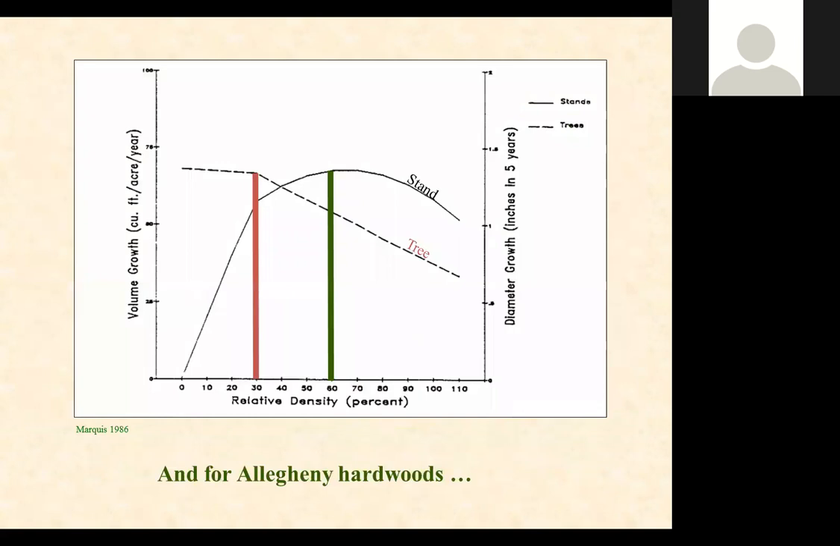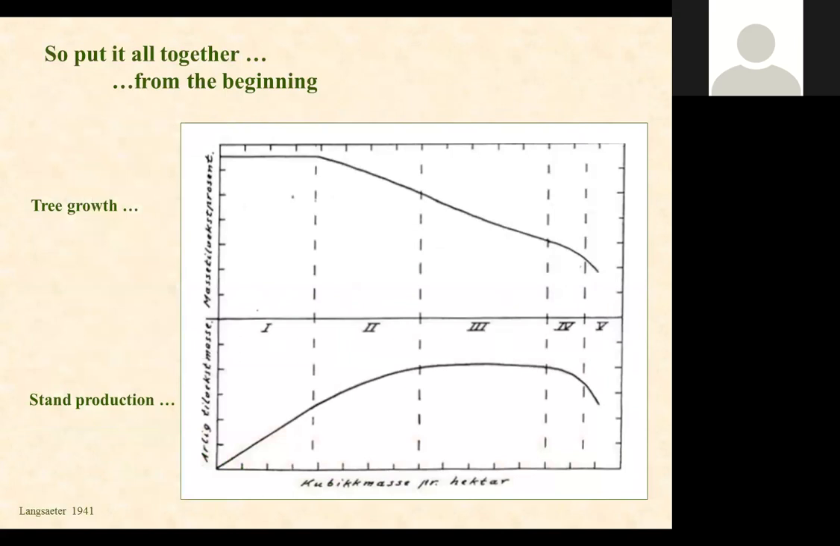And there's the same story in the data that Marquis gathered for Allegheny hardwoods. The individual tree growth maximized from about 30% of relative density down to zero, and the stand production maximized at 60% to upwards of 80%. So they're the two hypotheses of Langsaeter, and the data we have presented to us from various sources since that time seems to support this notion. Even now, in fact, setting the bounds on the lower and upper areas of zone three.